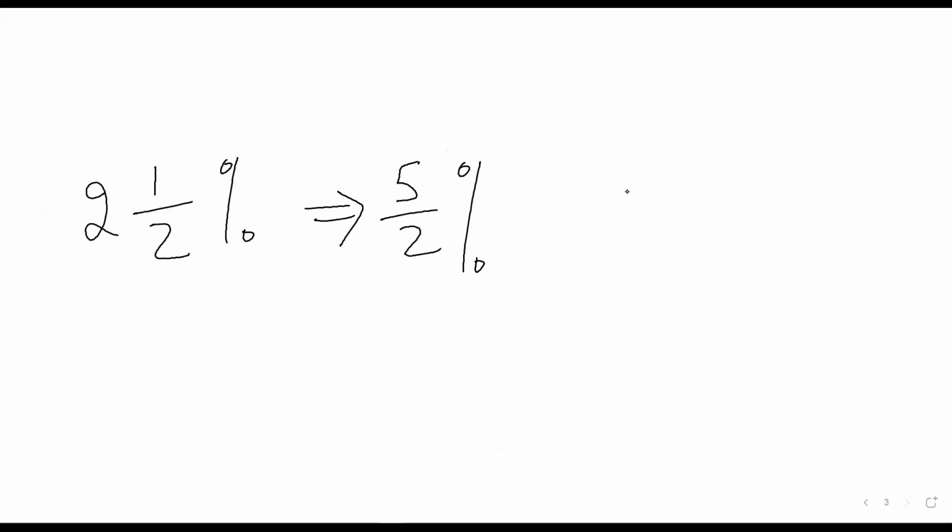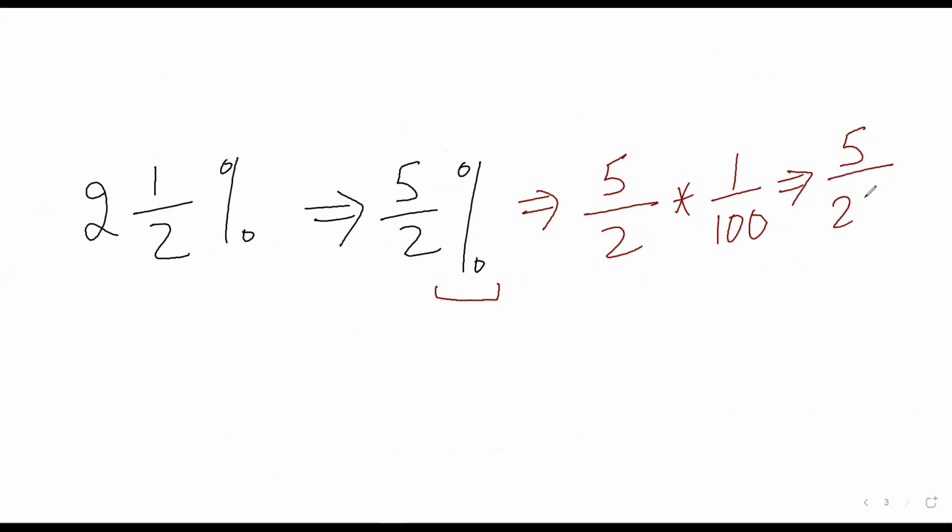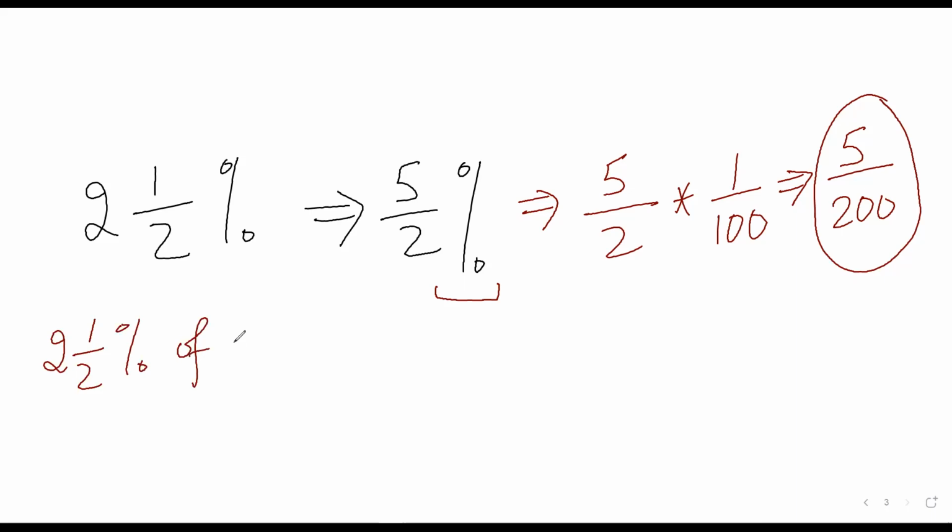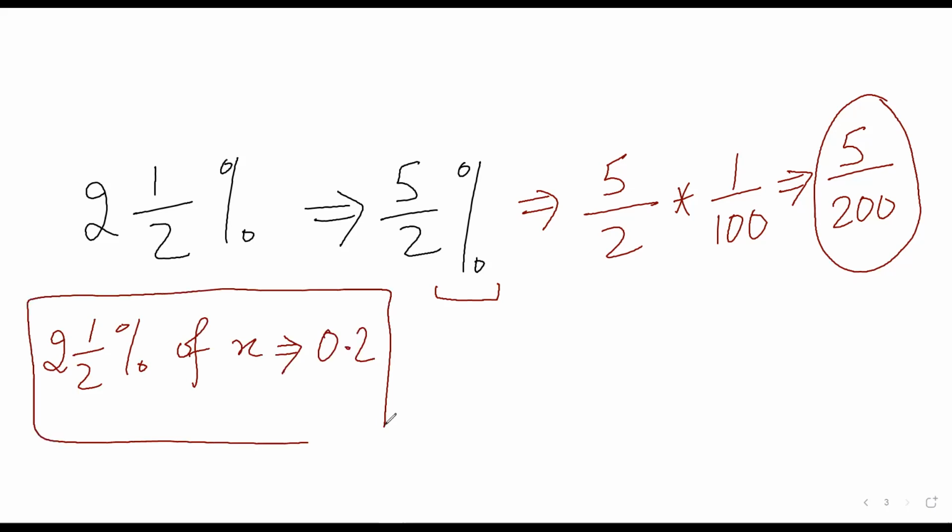Now, whenever you see a percent, a percent is basically 1 upon 100. Is it making sense? Yes, sir. So that is why this would be equal to 5 upon 200. Now is it okay? Okay, understood. So the question is 2.5% of x is 0.2. Have you understood the question now? Yeah, sir.